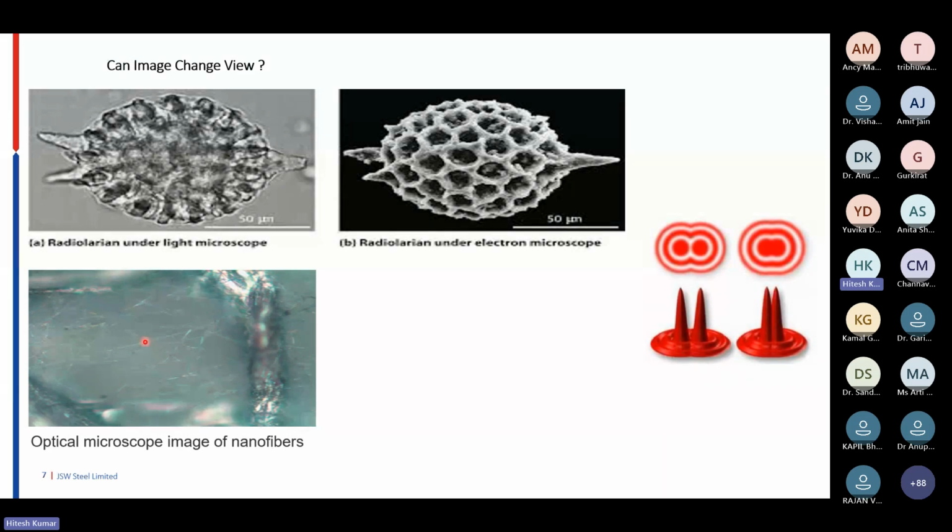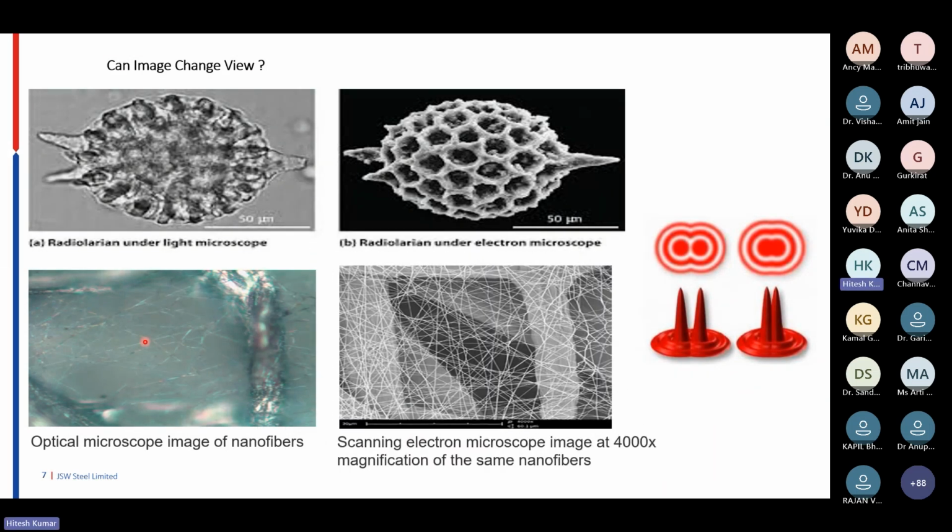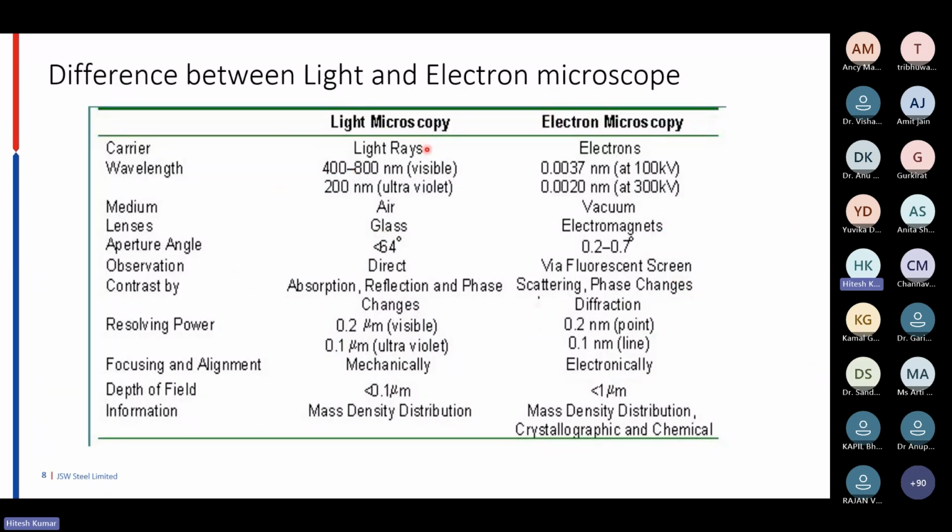But when these same nanofibers are used in scanning electron microscopy, you can visualize the fibers quite clearly. So this is the difference. How you visualize the image will definitely change your image view. So for that, you need to judge your microscope quite easily.